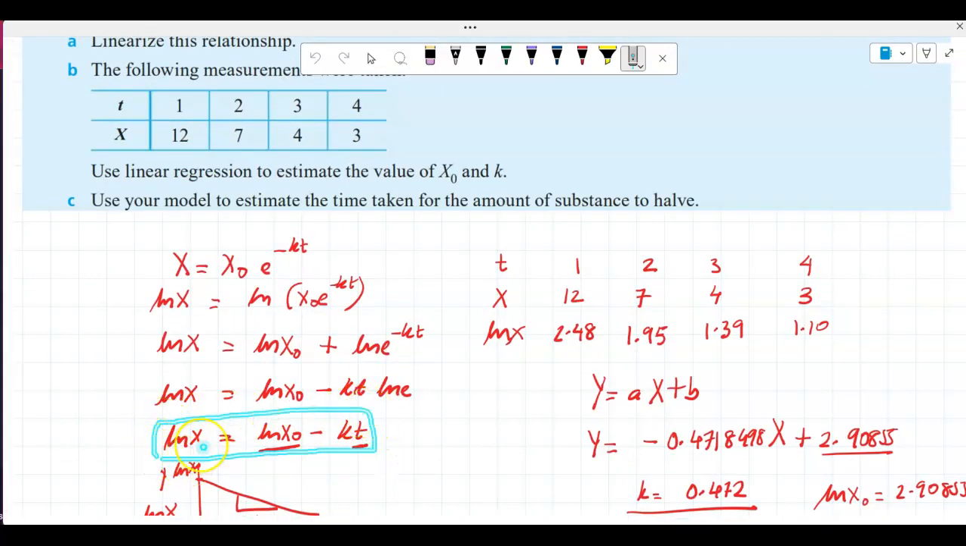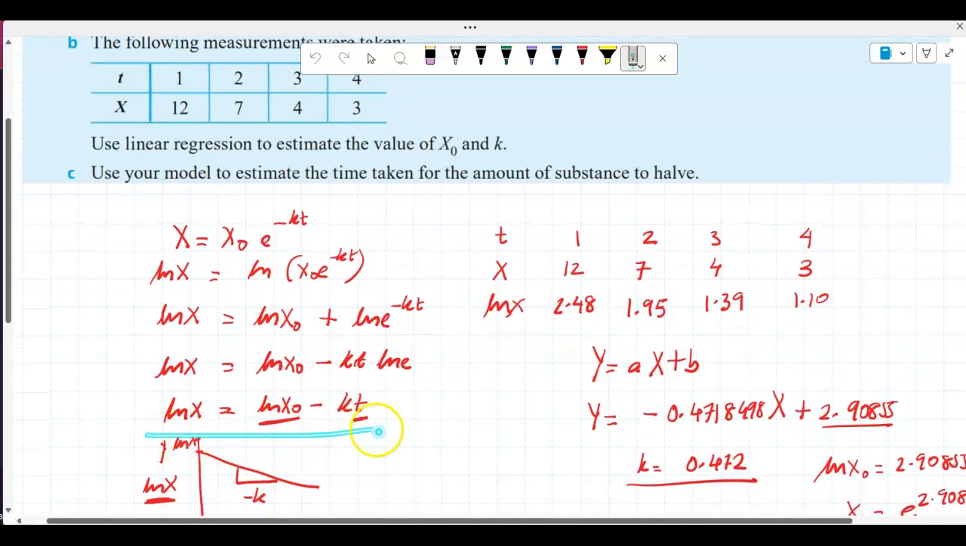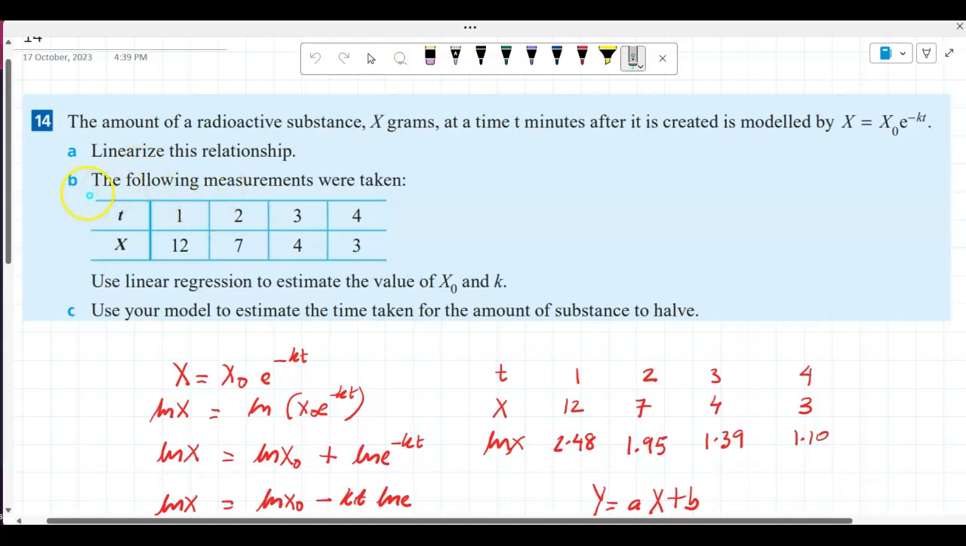So that means if I am plotting this line, this is what I need to look at. Correct? This is your linearized relation. This is your part A answer. The following measurements are taken, t and x. Use linear regression to estimate x naught and k. This x naught and k is to be found.